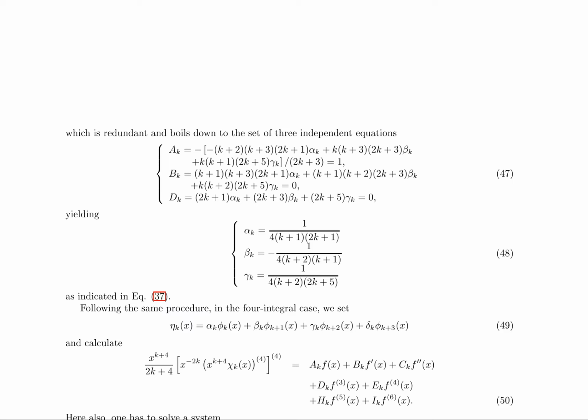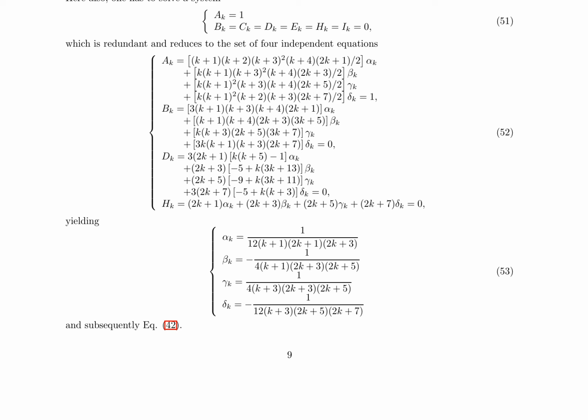It consists of four independent equations, which, when solved, yield the coefficients for the functions φ_k(x). The system is redundant and can be simplified to a set of four equations, where each equation represents a constraint on the coefficients α_k, β_k, γ_k, and δ_k. The solution to this system yields the coefficients as a function of k, which are then used to calculate the functions φ_k(x). This process is crucial for the development of the theory presented in the paper.